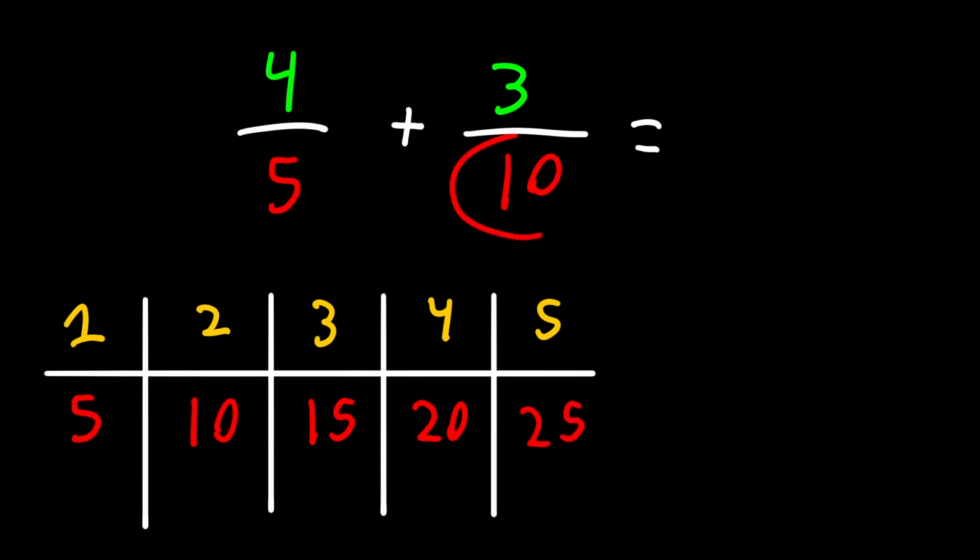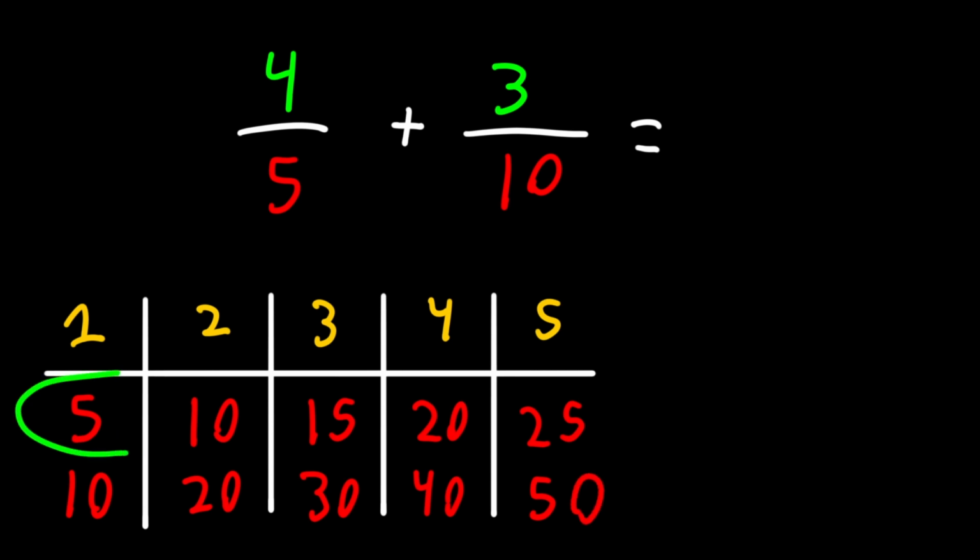Now let's take the second denominator. The second denominator is 10. And we're going to add it by itself. So 10 plus 10, which is itself, is 20. And now we're going to add it by itself again. 20 plus 10 is 30. 30 plus 10 is 40. 40 plus 10 is 50.